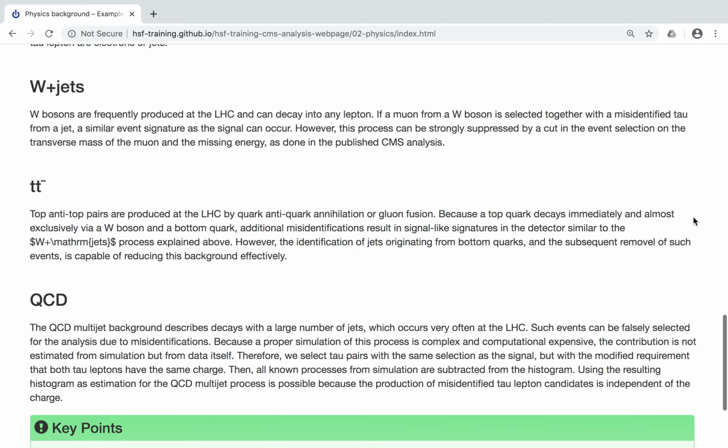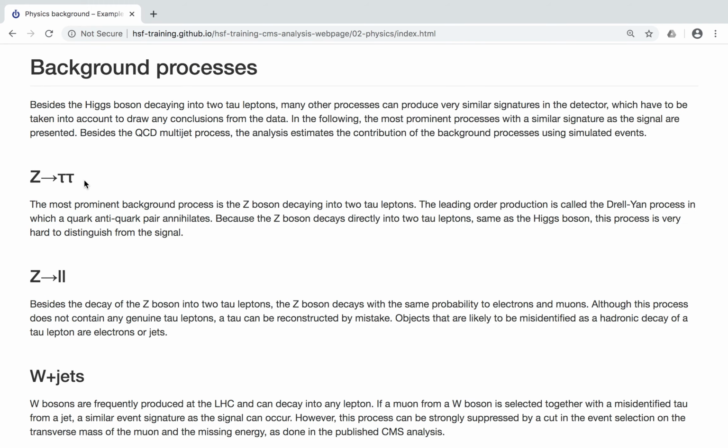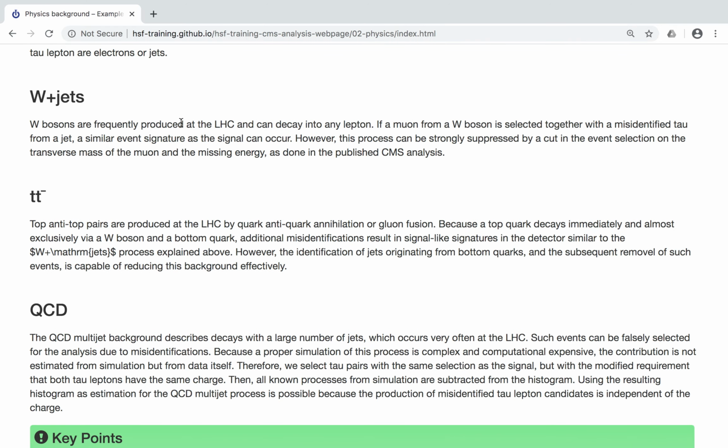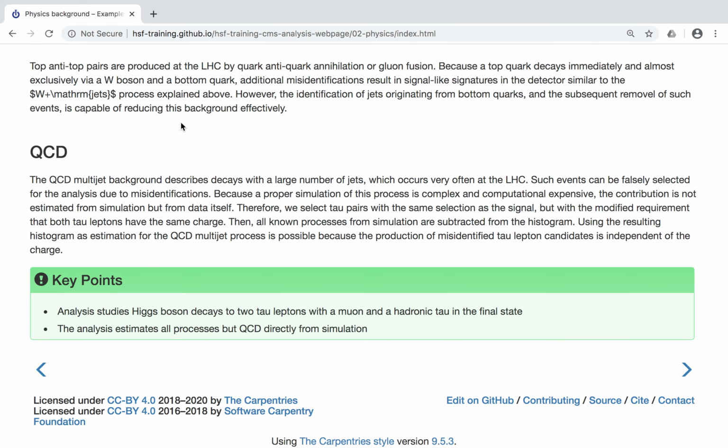So we take data, we subtract off everything: Z to tau tau simulated, Z to 2 leptons simulated, TT bar, W plus jets simulated, all these other backgrounds. We subtract them off the data, and we get an estimation for the QCD multijet process for same-sign taus, and then there's a way that we can extend this into the region where taus are no longer the same sign. So that's the physics overview of what's going on.